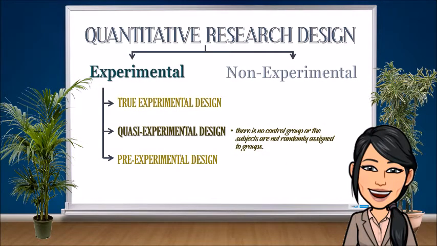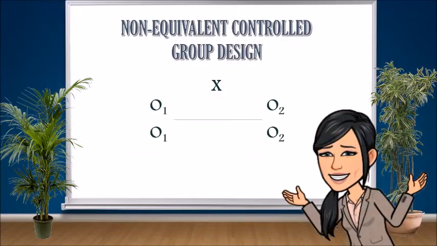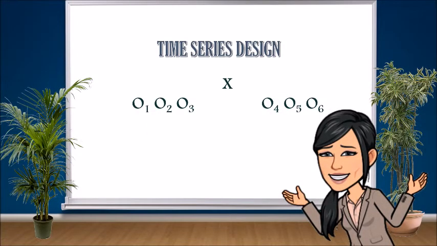Quasi-experimental research design: a design in which either there is no control group or the subjects are not randomly assigned to groups. There are two kinds of quasi-experimental research design: non-equivalent controlled group design and time series design. Non-equivalent controlled group design is similar to the pretest post-test controlled group design, except that there is no random assignment of subjects to the experimental and control group. Time series design: in this design, the researcher periodically observes or measures the subjects.